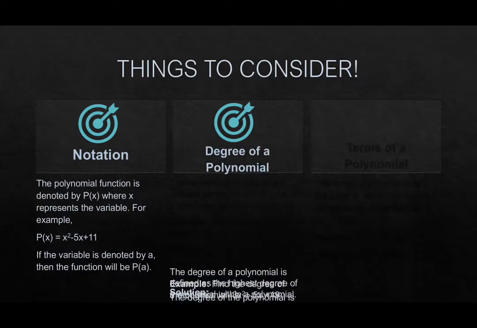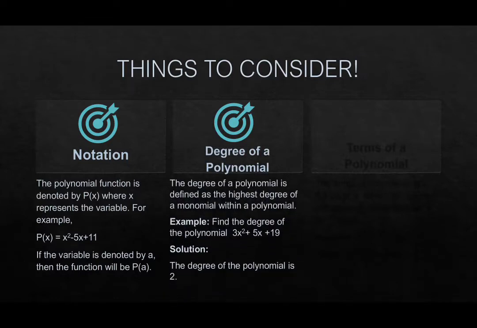Next one is the degree of a polynomial. The degree of a polynomial is defined as the highest degree of a monomial within the polynomial. Here is an example: 3x square plus 5x plus 19. The degree of the polynomial is 2.